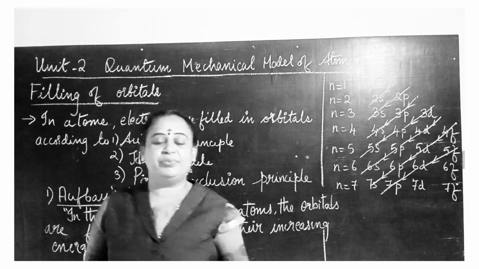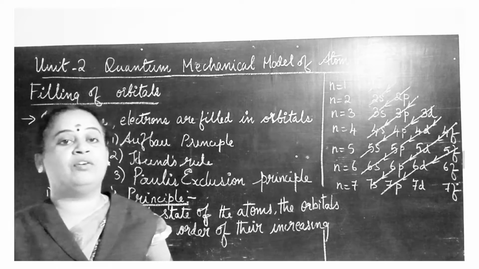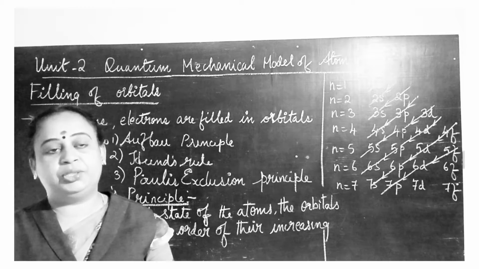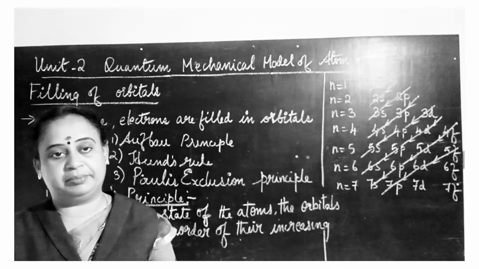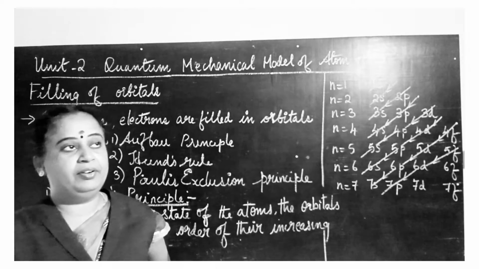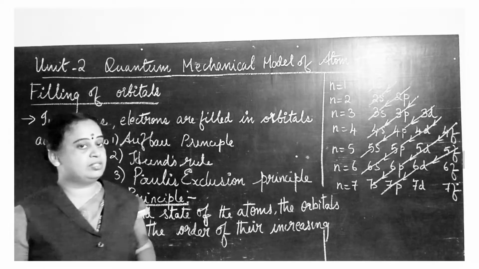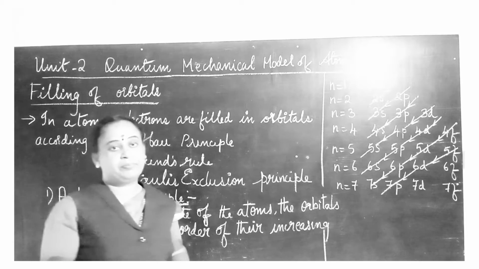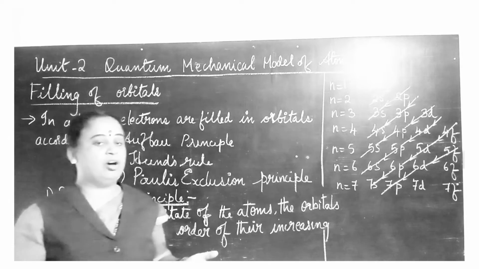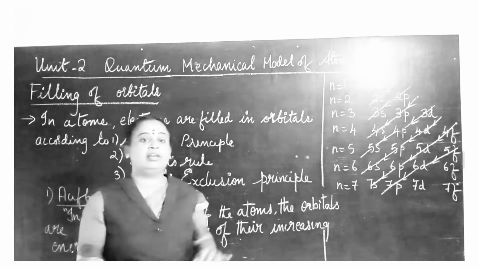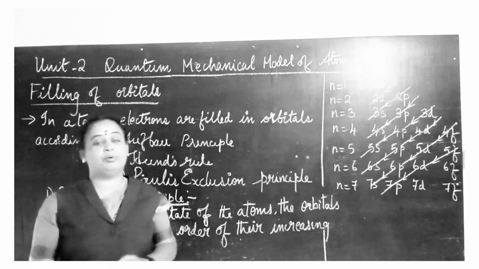Hello students, in this video let us study the filling of the orbitals from Unit 2, the quantum mechanical model of an atom. Here we will learn how the electrons are filled in the orbitals. So that is filling of orbitals. We know that an orbital is a three-dimensional space around the nucleus where there is maximum probability of finding the electron.